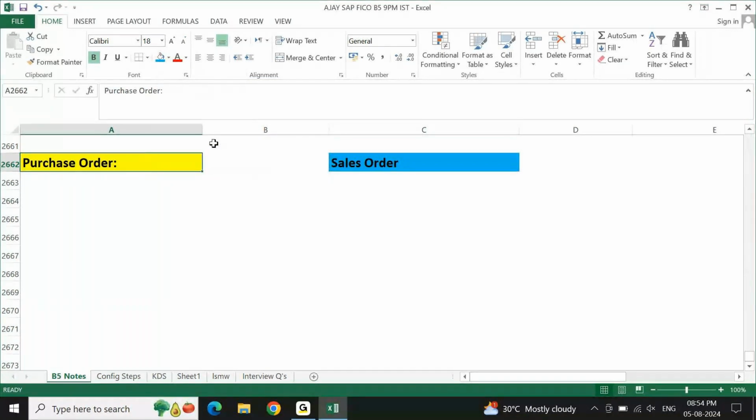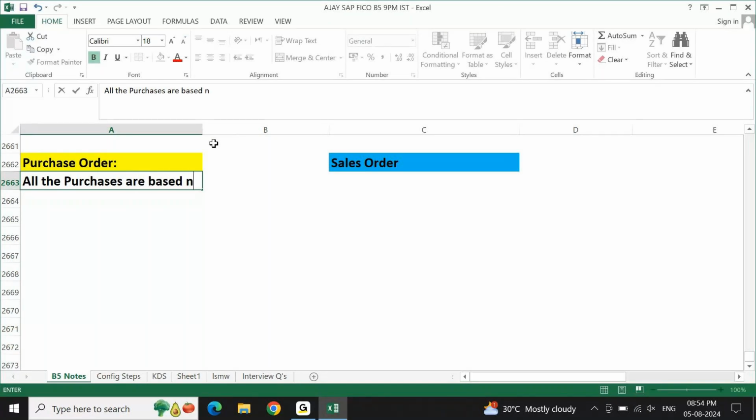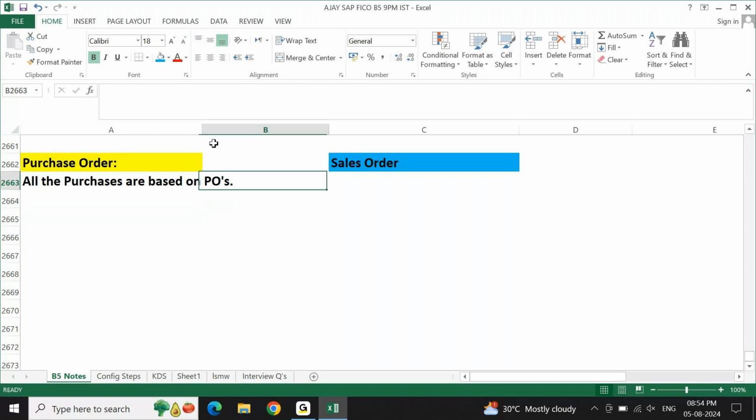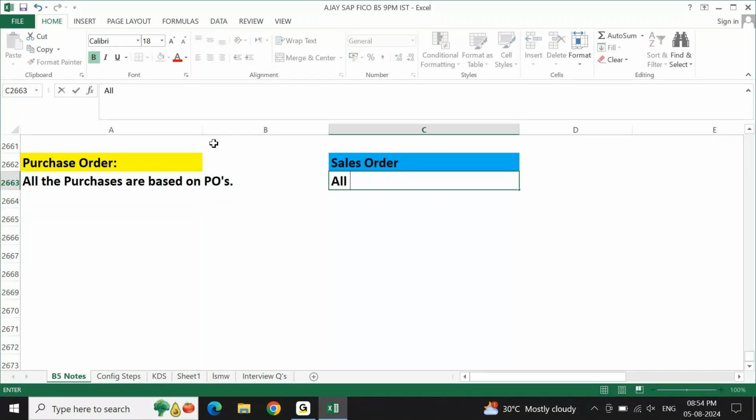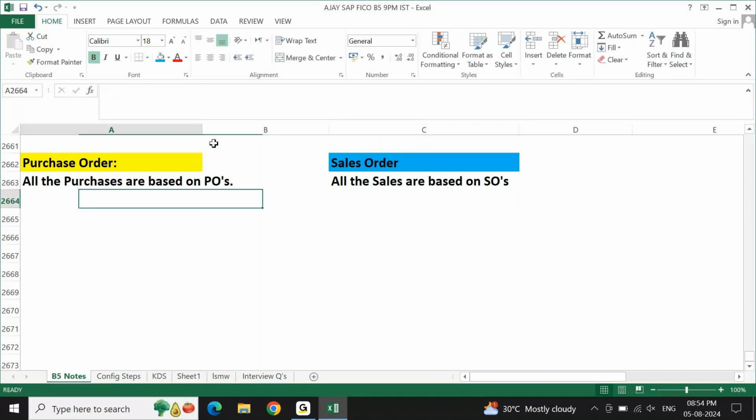When you are creating a purchase order, all the purchases are based on POs. When you're talking about sales, all the sales are based on SOs. All your sales are going to happen based on the sales order. When you're talking about a purchase order, you need to understand what kind of a purchase order it is.